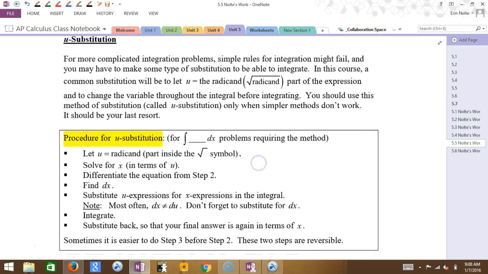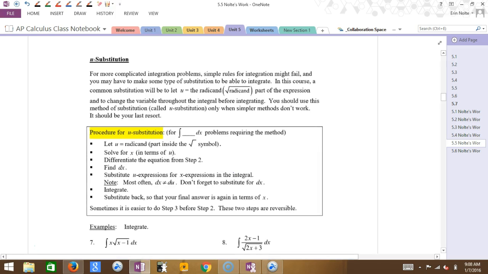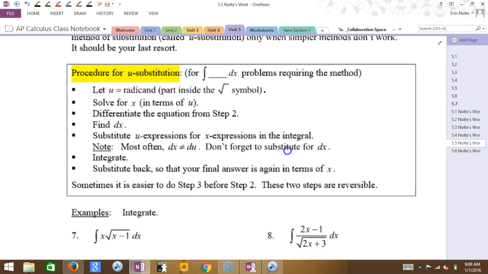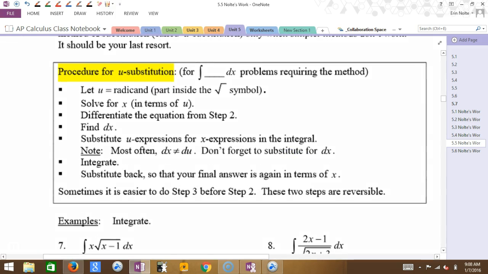All right, so the next method, method number 3 now, is called U-Substitution. U-Substitution is basically when you can't use the other two methods, and you have something that is a little bit more awesome. This box gives you step-by-step what you need to do. It is very clear and very exact, so we are going to follow these exact steps as we go through these next two problems.